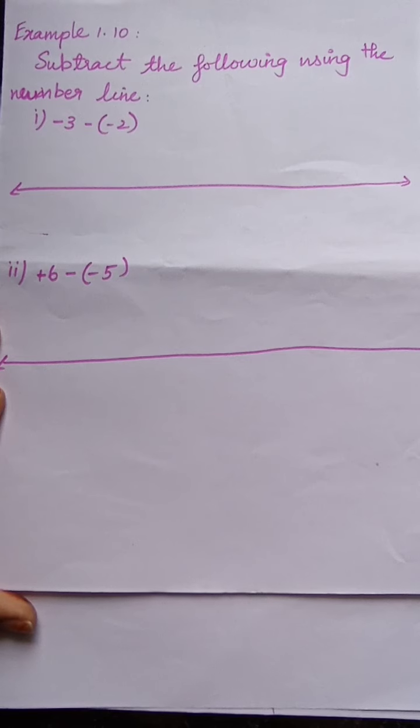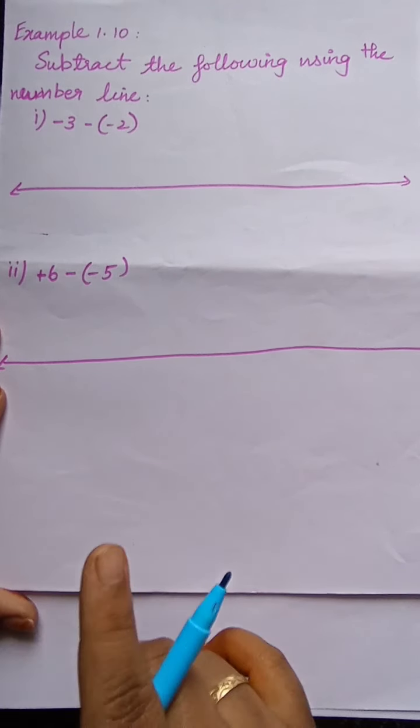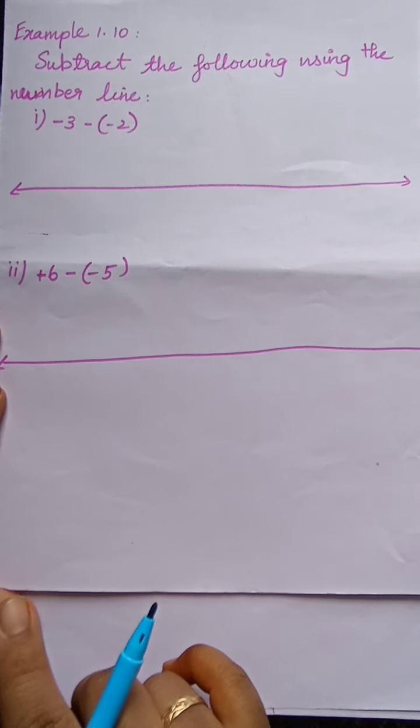You have to check whether ma'am has taught them or not. Okay, if one video has been completed, you have to mark, oh ma'am has taught up to here, like that. You have to mark till that one. Okay, clear? Next thing, we are going to see example 1.10. We are going to subtract the values using the number line.